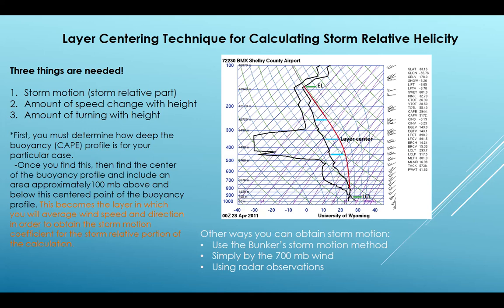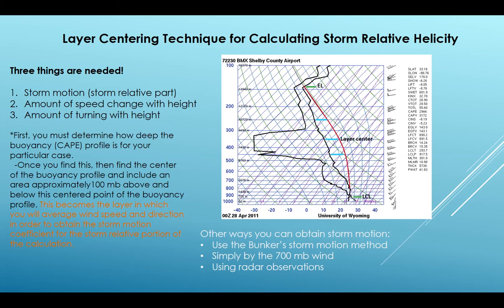Other ways you can obtain storm motion are to use the Bunkers storm motion method, simply use the 700 millibar wind, or use radar observations. This last one, the last bullet point, works mainly in post-analysis, in trying to analyze past cases using reanalysis data or radar data. You can take the actual observed storm motion, speed and direction using radar, and then use that for your storm relative portion of storm relative helicity.